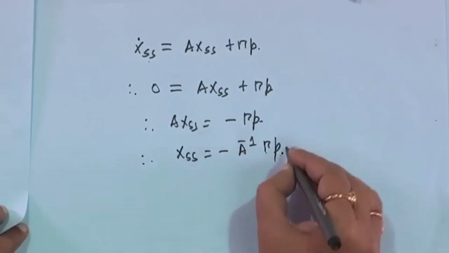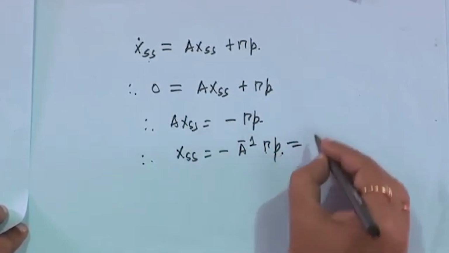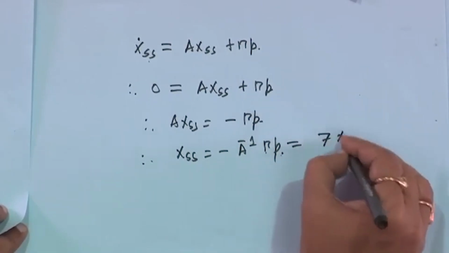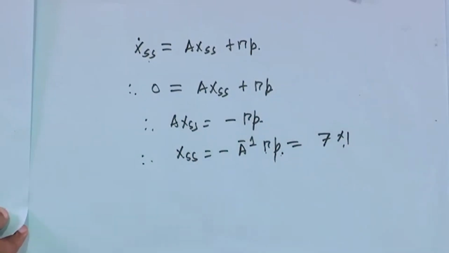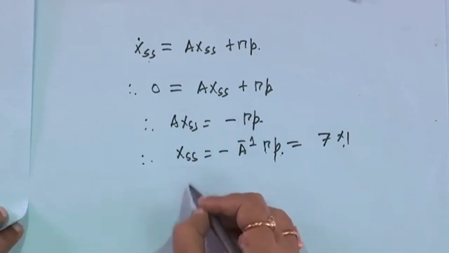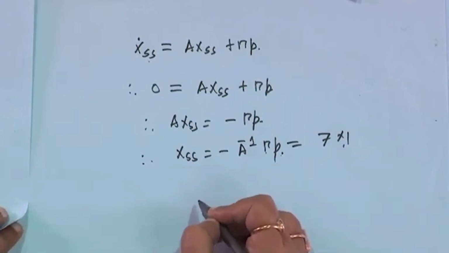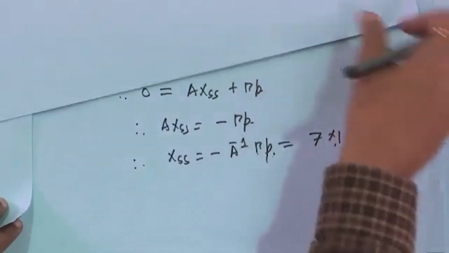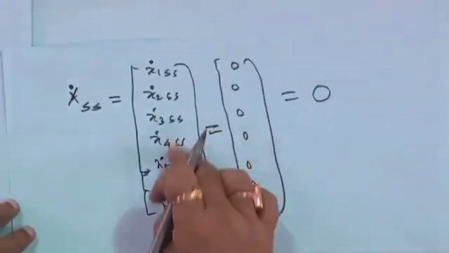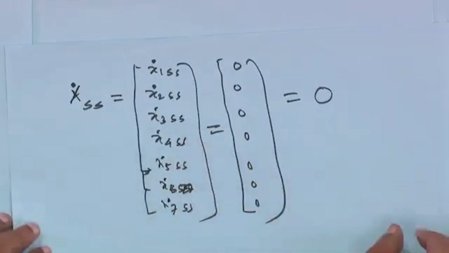That means this will become a 7 into 1 vector. In that case, all the steady state values x1 ss, x2 ss, everything, you will get. I mean, all the 7 state variables whatever I have shown, all their steady state values you will get.